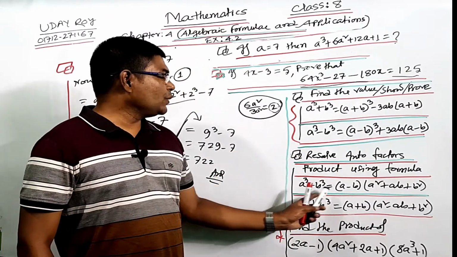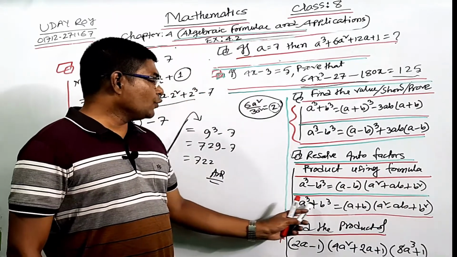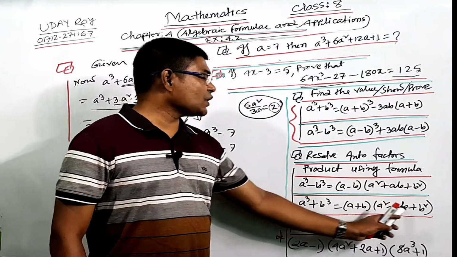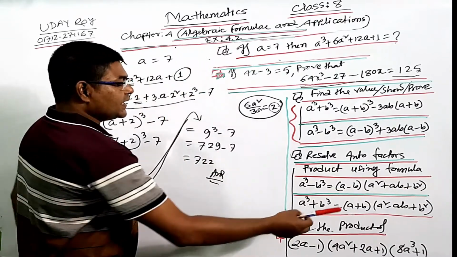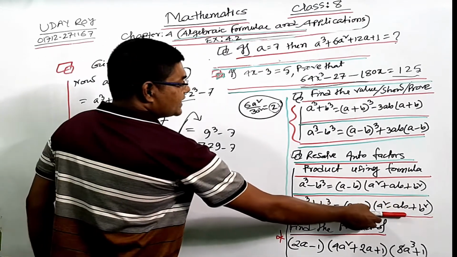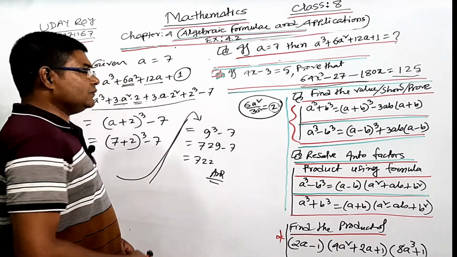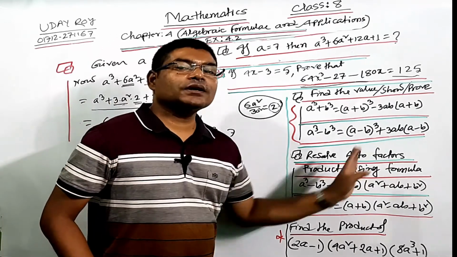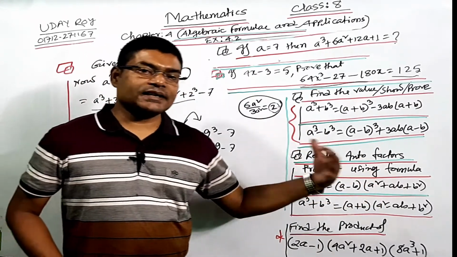a cube minus b cube equals a minus b, a square plus ab plus b square, and a cube plus b cube equals a plus b, a square minus ab plus b square. So if you can see this part, you have to convert this math in this way. So let's come back. We will do find the product using formula.